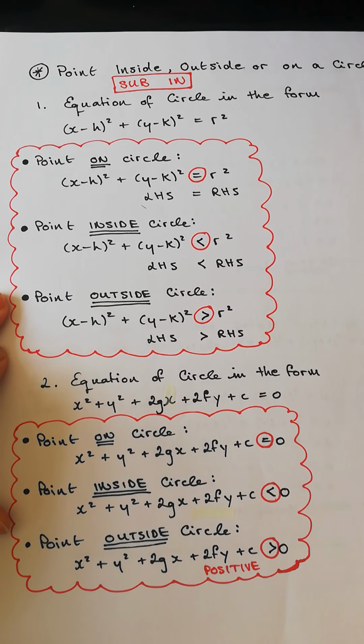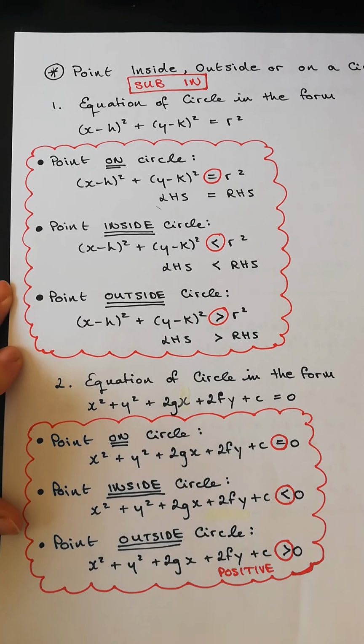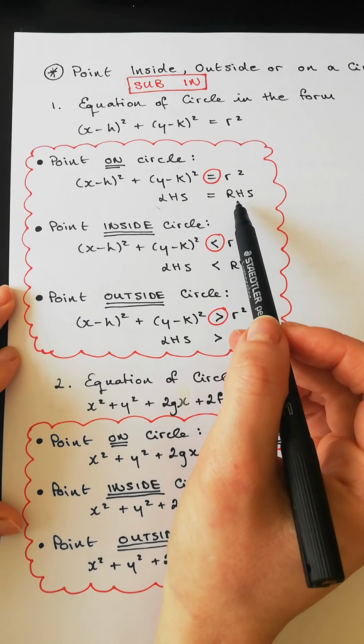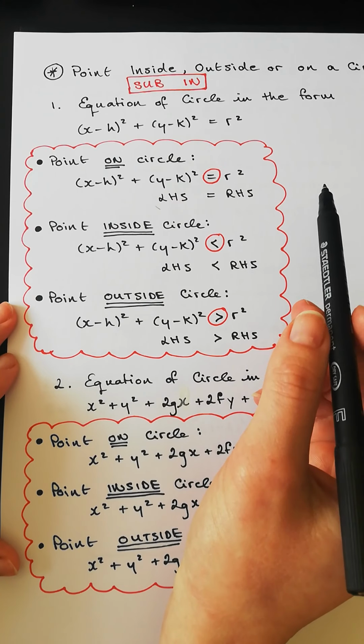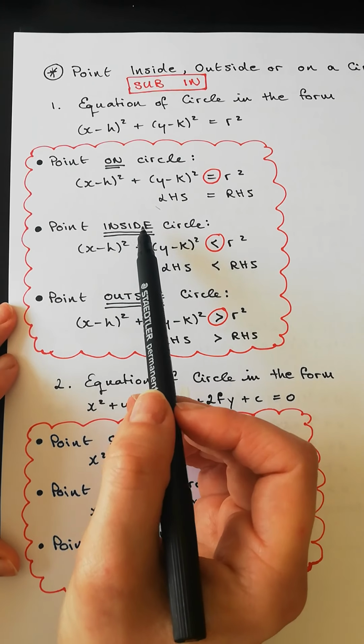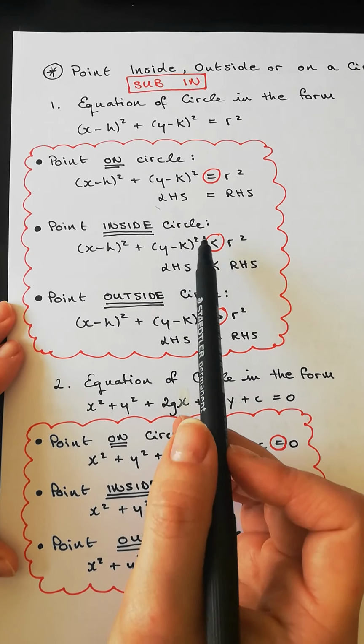That's the same as what you would have done before. If you're trying to show a point is on a line, sub it in. Point is on a function, sub it in. Point is on a circle, sub it in. And if the left-hand side is equal to the right-hand side, then you conclude that it is on the circle. Okay, so what's new, however, would be showing if a point is inside the circle or outside the circle.